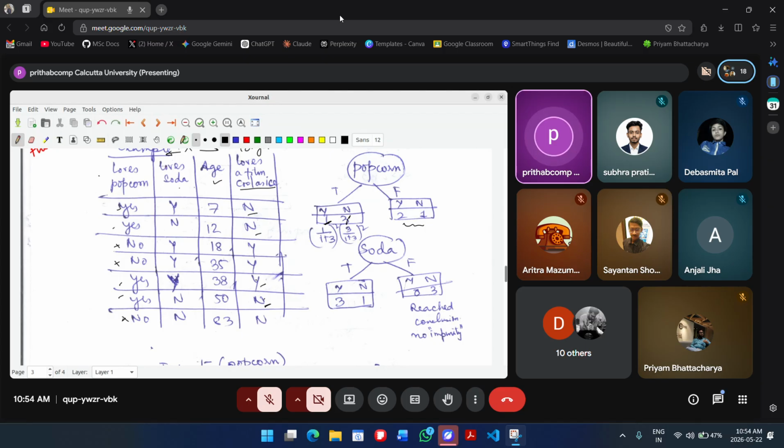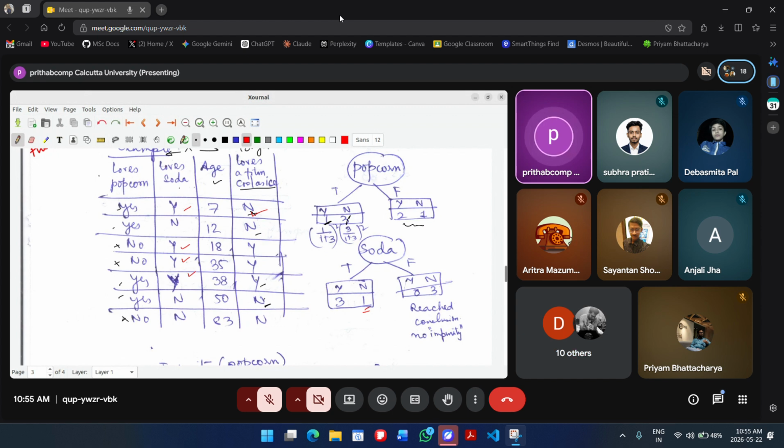Among these 4 yes, here you have 1. Okay, let me take another color. So this yes, this yes, this yes, this yes. So 1, 2, 3, 4 yes are there. So among all these yeses, how many no's? This one is no. So only 1 no. So that's what you see, 3 yes and 1 no.